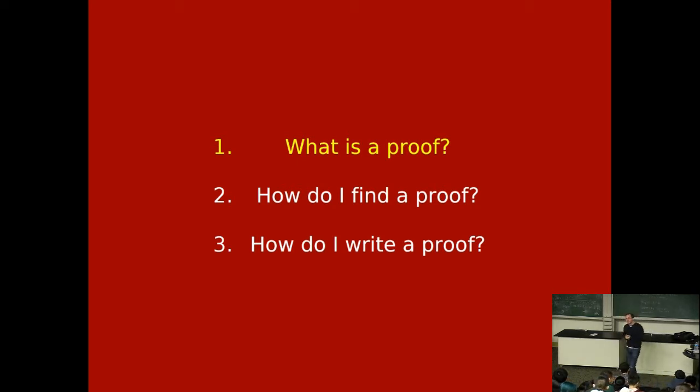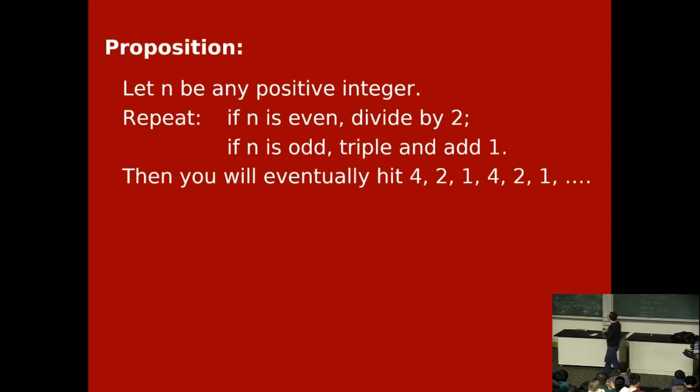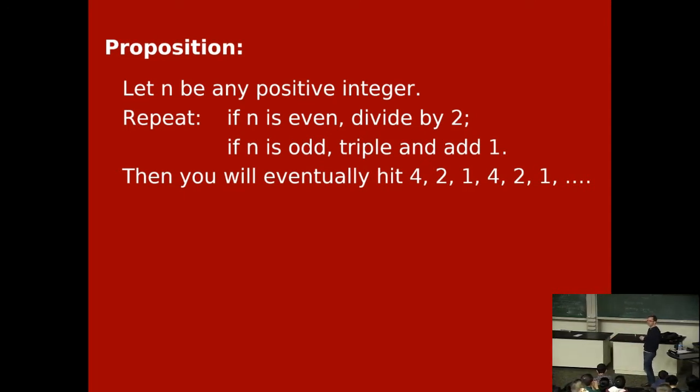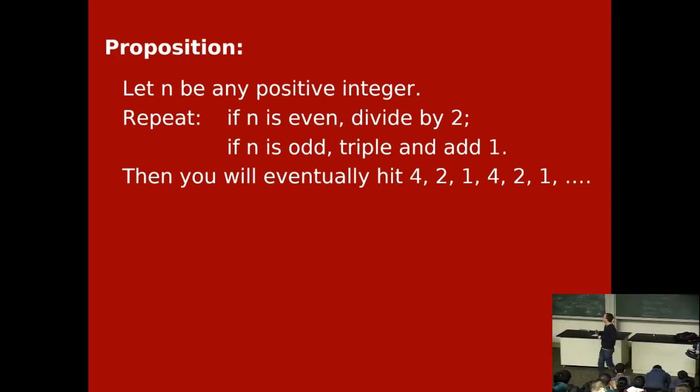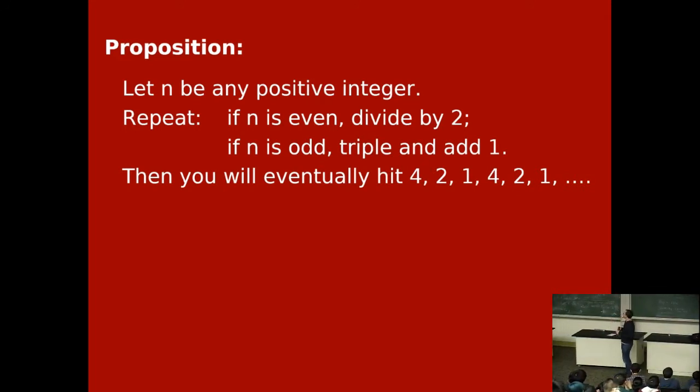Well, let me show you, let's start with some examples. We'll see what you think. So here's a proposition. Let n be any positive integer and then do the following algorithm. If n is even, divide it by 2. If n is odd, then triple it and add 1. The proposition says that you'll eventually hit 4, 2, 1, then it goes back up to 4, 2, 1, and it'll repeat like that forever.